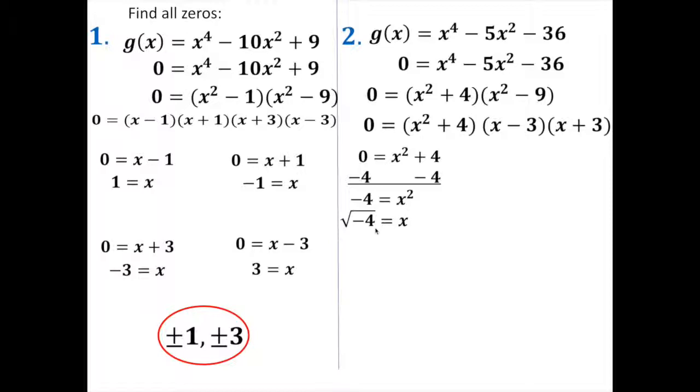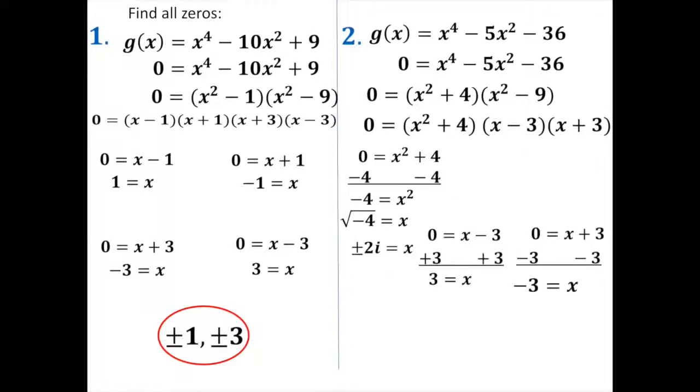Remember, these are our complex numbers. This is an imaginary number, to be specific. And this imaginary number here is plus or minus 2i. Okay, so you'll need to write that in. We do have imaginary numbers coming in here. Now this one we've already done. Those are pretty easy here. X equals plus or minus 3 there. So our answer in this case is plus or minus 2i and plus or minus 3.